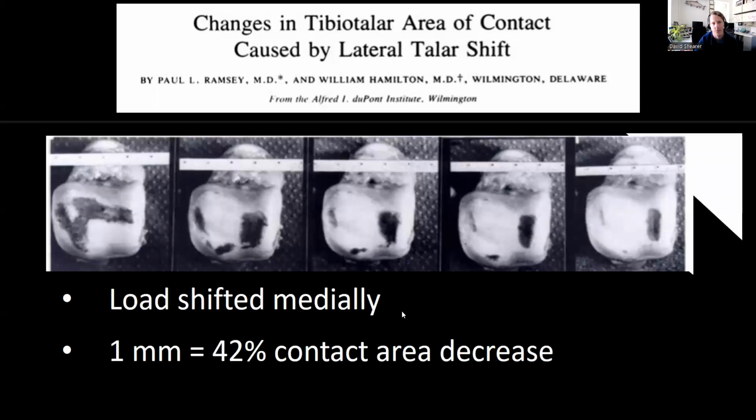Why does that translation matter? Well, it correlates with outcome, and a big part of that is because as the talus shifts laterally, there's dramatic changes in contact stresses on the talus. For just 1 millimeter of shift, there's a 42% decrease in the contact area in the tibiotalar joint. This means much higher risk of post-traumatic arthritis and cartilage wear.